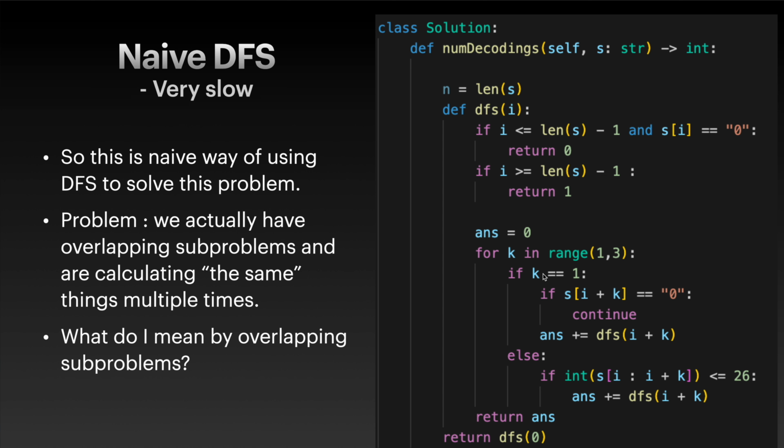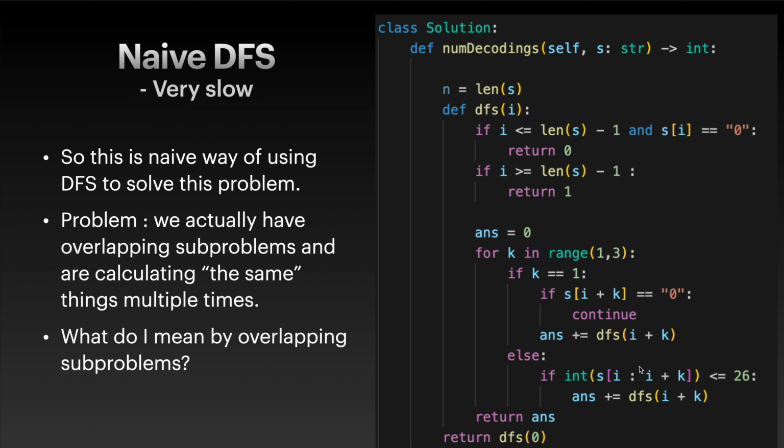So we will be looking at k equals 2, right? Otherwise, we run a depth first search for i plus 1 in this case. And then we will be incrementing our answer variable here. Otherwise, so that means when k is equal to 2, we check if the string of i colon i plus 2 is less than or equal to 26. If that is less than or equal to 26, we run depth first search of i plus 2. Now notice that if we have something like say 06, when you have int of 06, we get 6, right?